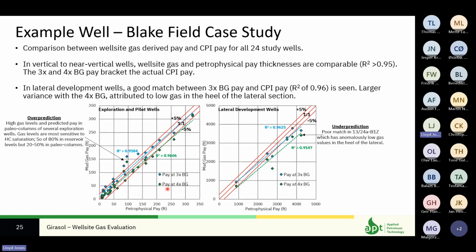this might be viewed, if your reservoir quality is more of a key controlling factor on hydrocarbon saturation, as a good way to determine zones of more robust hydrocarbon pay. So you can see good R squareds for the exploration and pilot wells, and the R squareds are a bit poorer for the lateral wells, and that's mainly attributed to the poor match in the heels of the lateral wells.